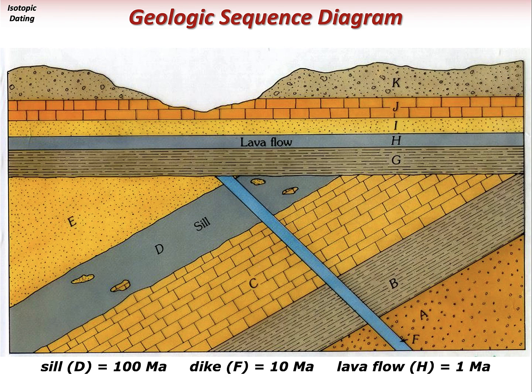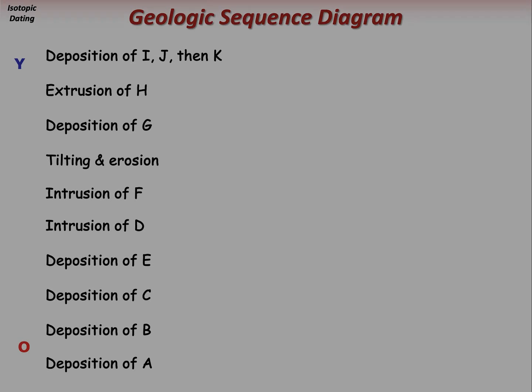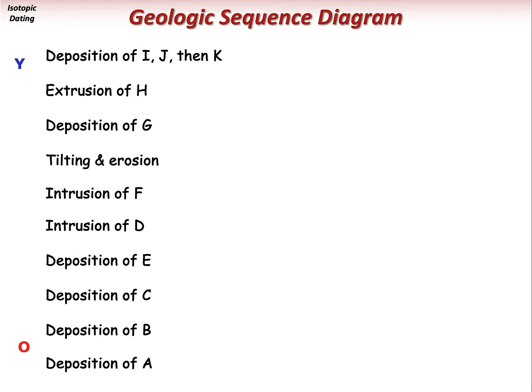We can also date geologic events, like the tilting and erosion that occurred during the time between when unit F intruded at 10 million and when unit H was erupted at 1 million. Thus, the addition of isotopic dating gives us a more specific view on the nature of geologic units, events, and history. This is the list of units from oldest to youngest, with the isotopic age dates added, and then the indirect ages listed as well.